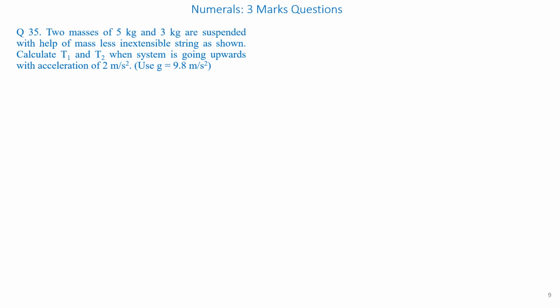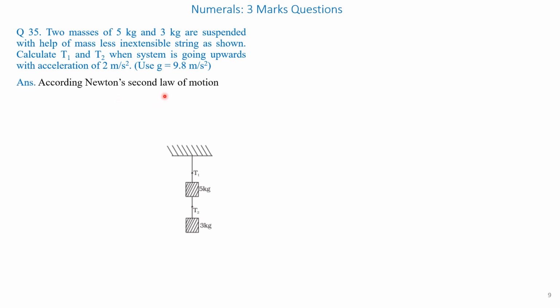Two masses of 5 kg and 3 kg are suspended with the help of a massless inextensible string as shown. Calculate T1 and T2 when the system is going upwards with an acceleration of 2 meters per second square. Use g equal to 9.8 meters per second square. Please see the figure. Here, the given problem is explained in this figure.